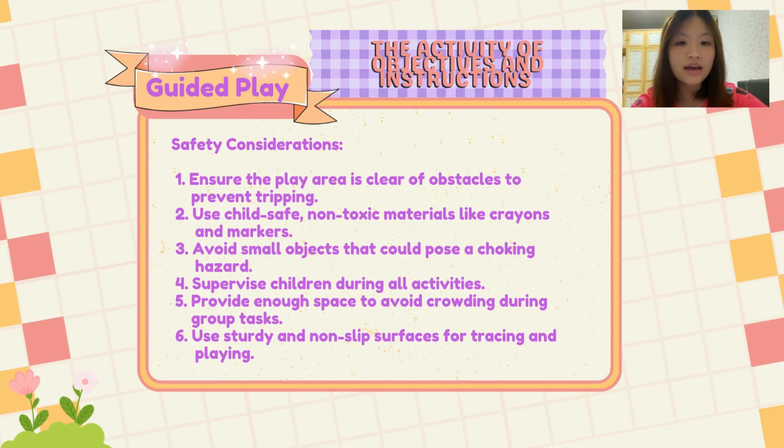The first one, ensure the play area is clear of obstacles to prevent tripping. The second one, use child-safe, non-toxic materials like crayons and markers. The third one, avoid small objects that could pose a choking hazard. The fourth one, supervise children during all activities. The fifth one, provide enough space to avoid crowding during group tasks. Lastly, use sturdy and non-slip surfaces for tracing and playing.